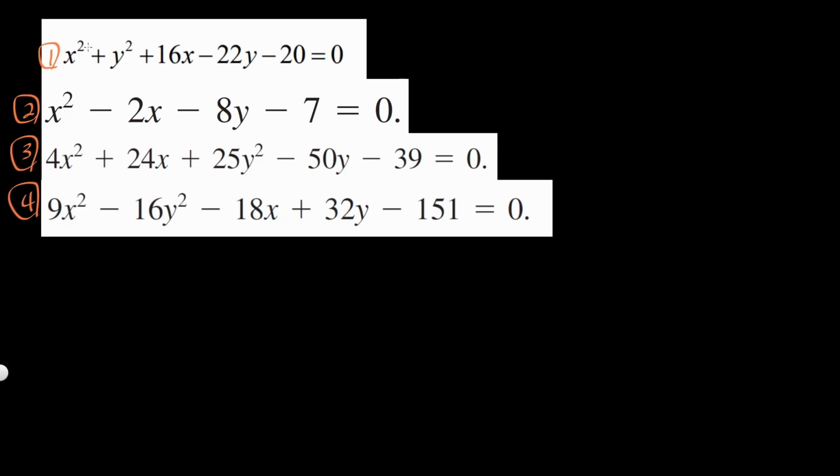When you look at number 1, it's x being squared, y being squared, and the coefficients for both of them are the same. Even the signs are the same, they're both positive. Then it's going to be a circle. Don't worry about that right now. I'll show you how to change that to standard form here. Let me just copy that first: x squared plus y squared plus 16x minus 22y minus 20 is equal to 0.